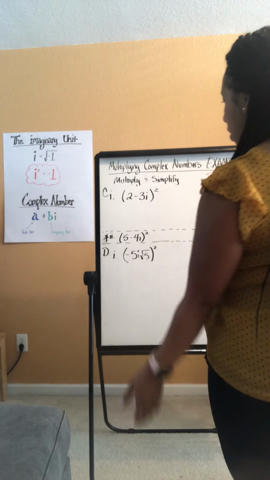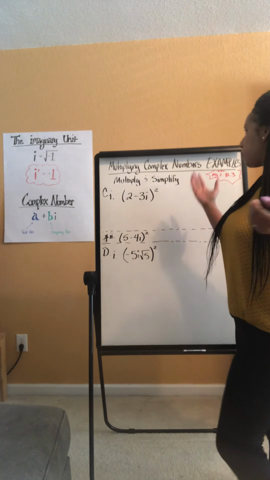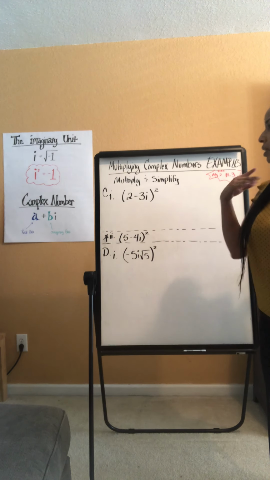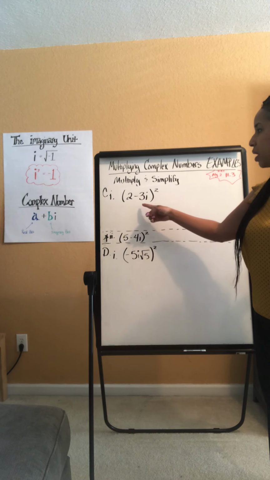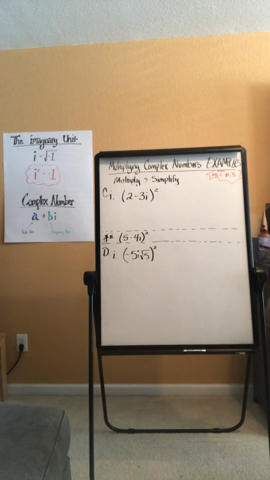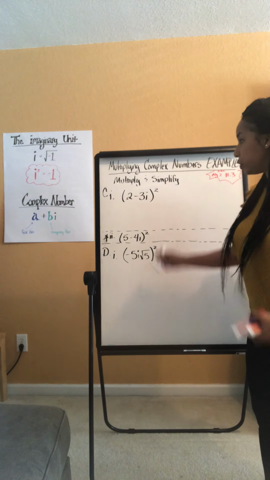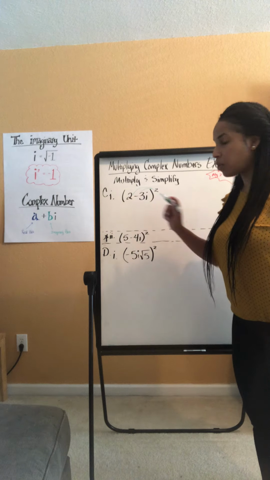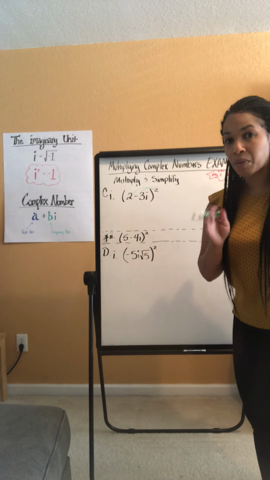All right, now we're moving on to examples C and D of multiplying complex numbers. So C1, I gave you 2 minus 3i squared. Whenever I see this square, I need to know I have to write it twice. What we absolutely will not do is just square the 2 and square the 3i. We will not, because that would be wrong.